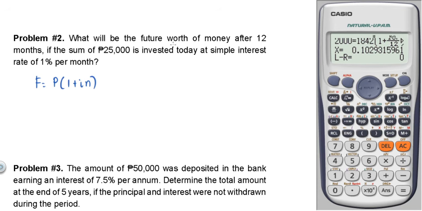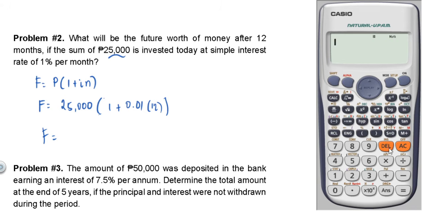And F is equal to, this one is the P, so 25,000 times quantity 1 plus, the rate is 0.01 per month, okay? Times 12. Para 1 year. Times 12. Okay, so solve for the future amount.